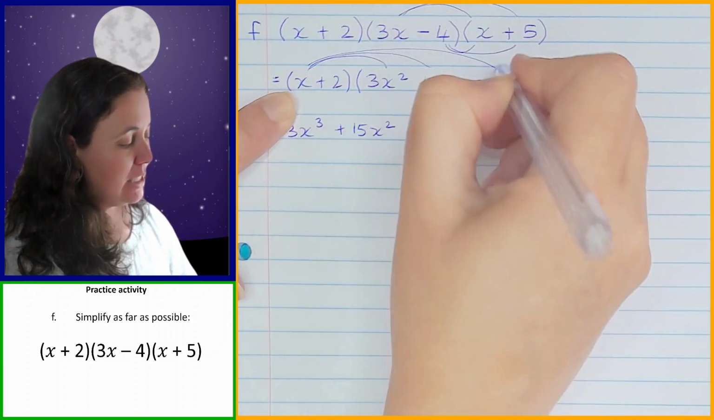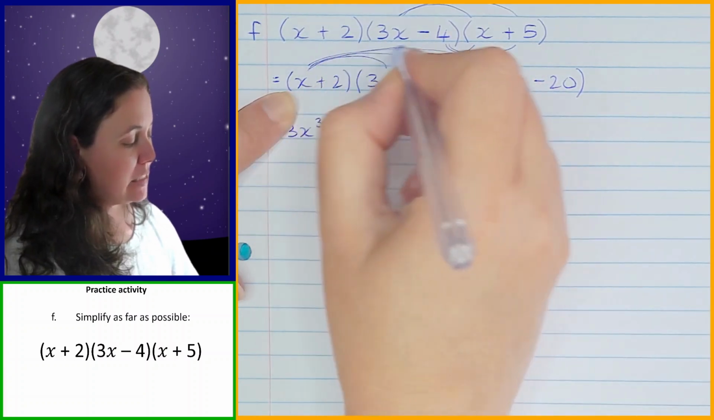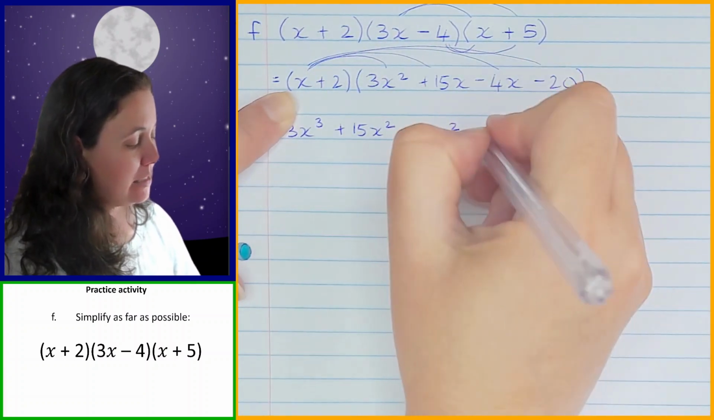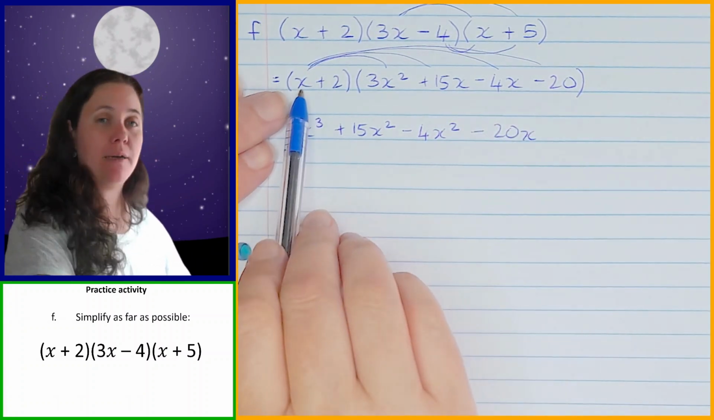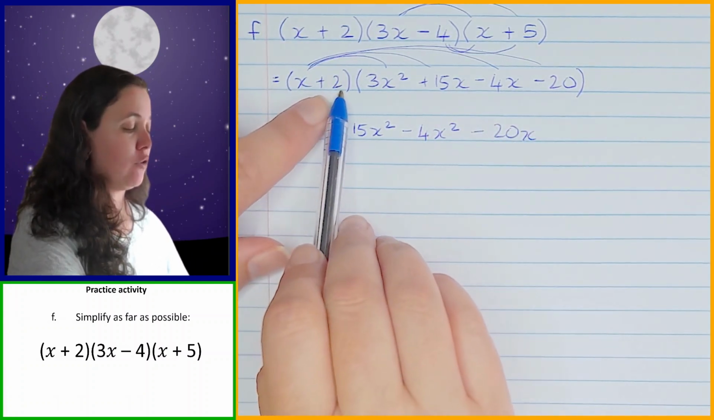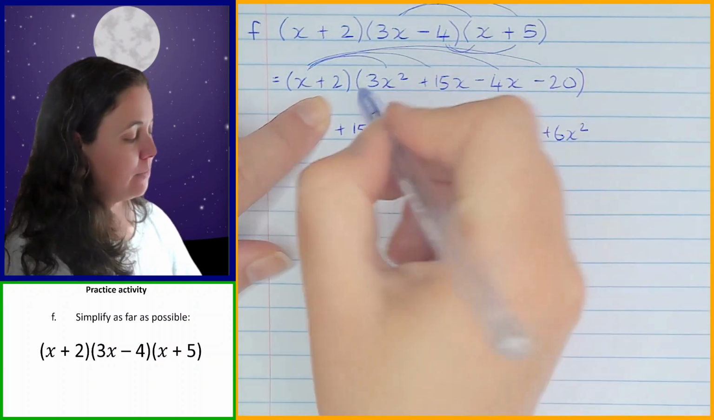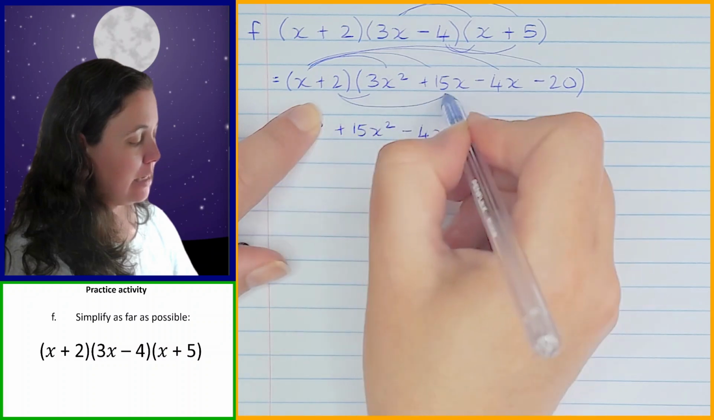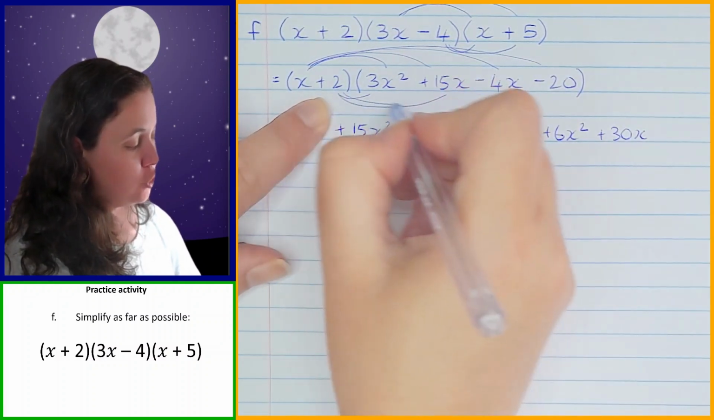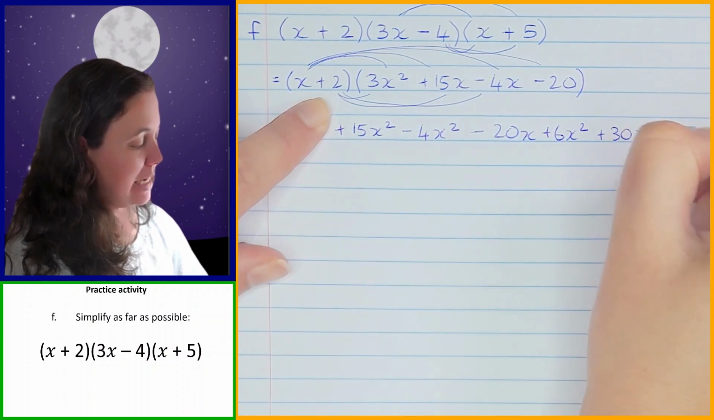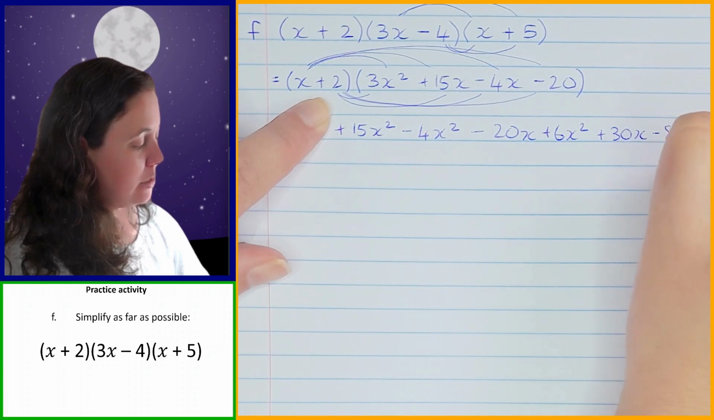Then x times minus 4x is minus 4x squared. And then x times negative 20 is minus 20x. Okay, so that's the first term done. Now I'm going to go on to the second term. So I've got 2 times 3x squared is plus 6x squared. Then 2 times 15x is plus 30x. Then 2 times negative 4x is minus 8x. And finally 2 times negative 20 is minus 40.